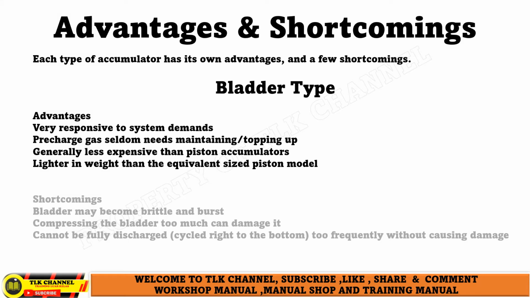Advantages and shortcomings. Each type of accumulator has its own advantages, and a few shortcomings. Bladder type. Advantages. Very responsive to system demands. Pre-charge gas seldom needs maintaining or topping up. Generally less expensive than piston accumulators. Lighter in weight than the equivalent-sized piston model. Shortcomings. Bladder may become brittle and burst. Compressing the bladder too much can damage it. Cannot be fully discharged too frequently without causing damage.